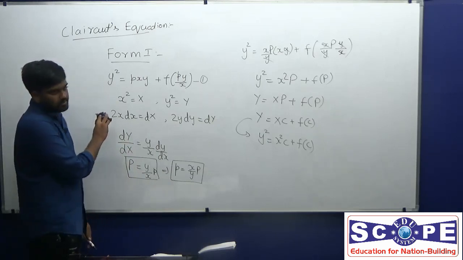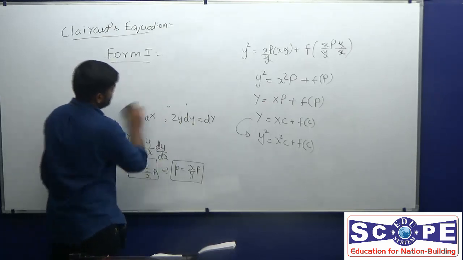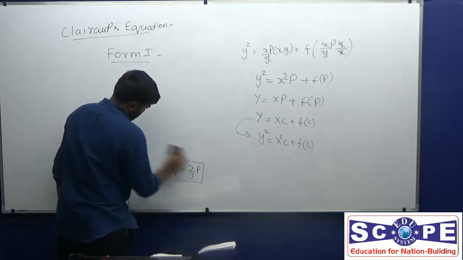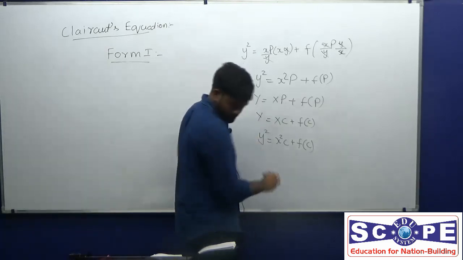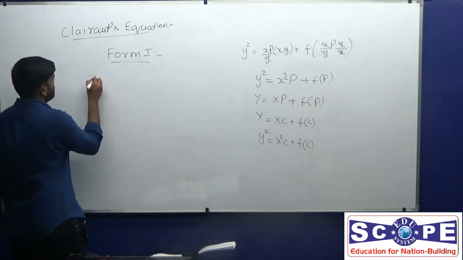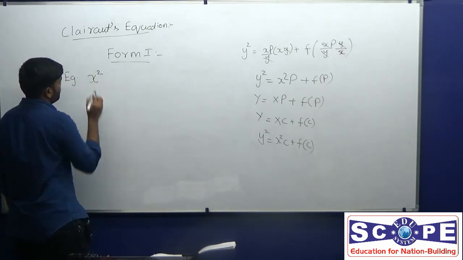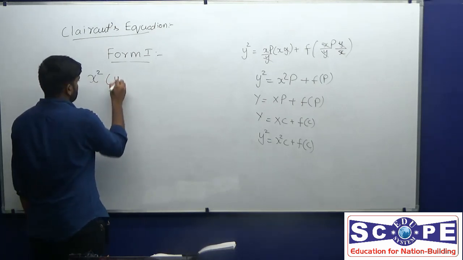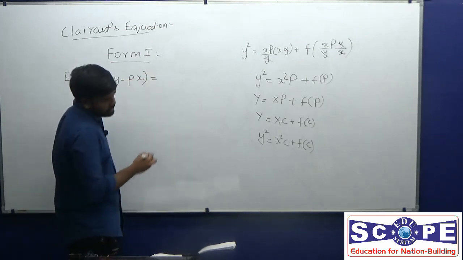You wrote it down, right? I will give you a problem. Write this example. x square into y minus px equals to yp square.